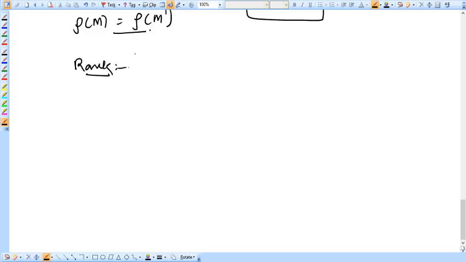Rank can be defined as the rank of a matrix. If you see here, all the non-zero rows in this matrix, how many non-zero rows are present, is equal to the rank of the given matrix.